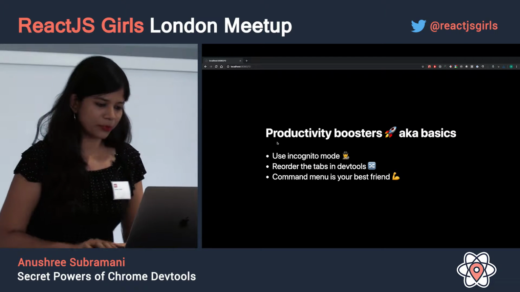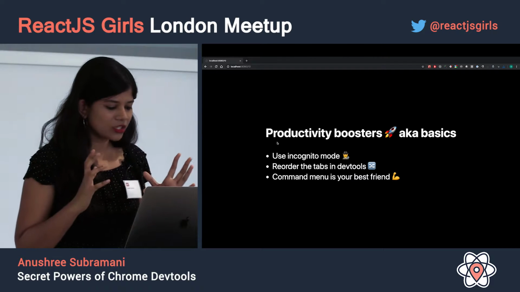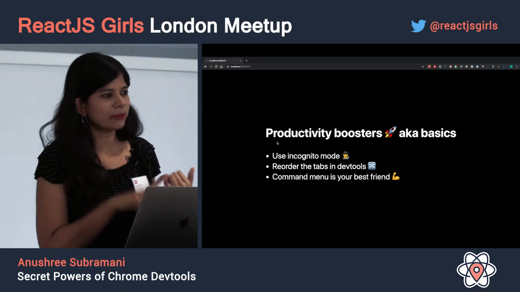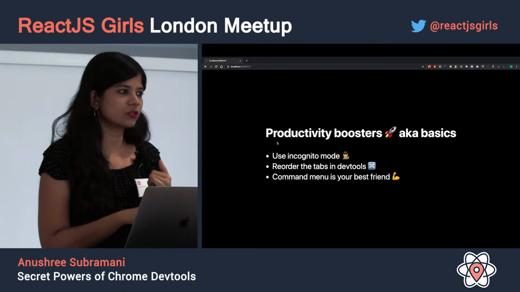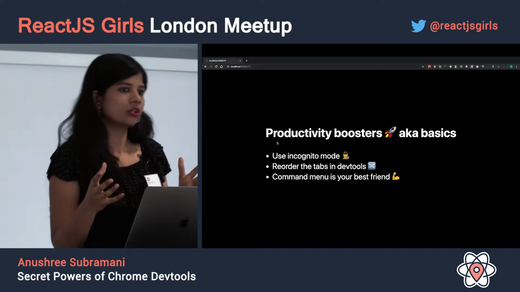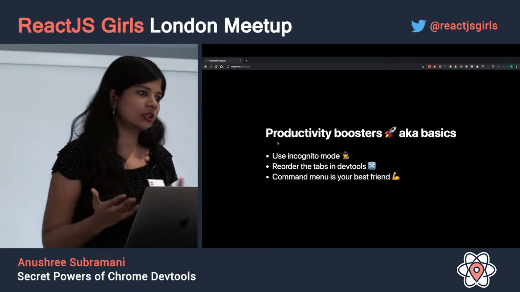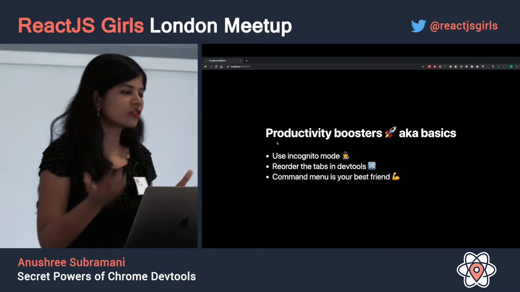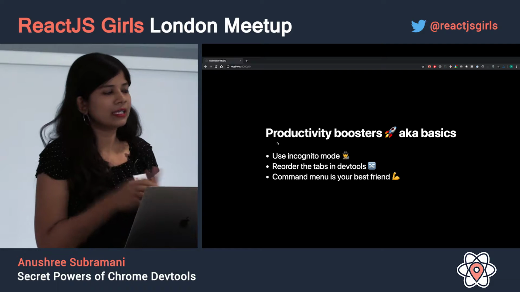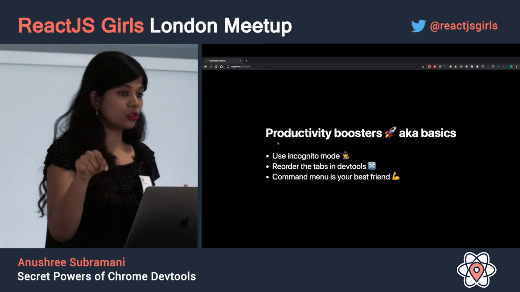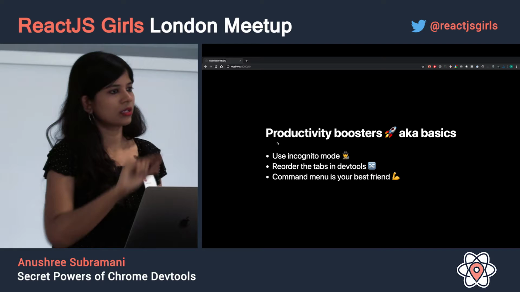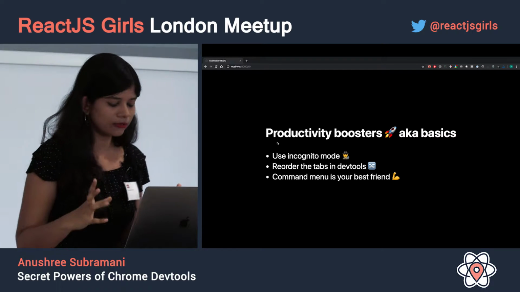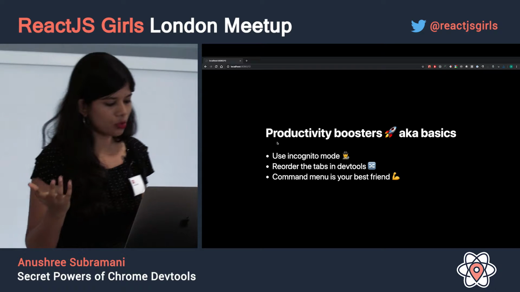So let's start off with some productivity boosters or some basics. As a rule of thumb, I generally always use the incognito mode when I'm inspecting or working with DevTools, because your extensions in your browser really interfere with your network tab, because they download a lot of additional scripts onto the page. And even while doing audits, when you go to the audits tab and you run an audit in a normal mode, it'll actually give you an error saying, please switch to incognito, because it will really conflict and skew your numbers, which you don't want.